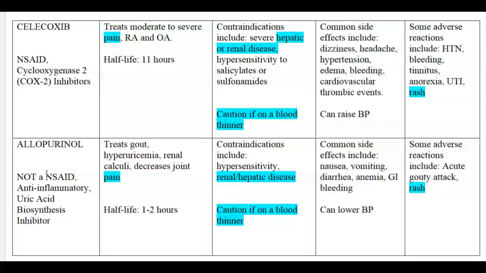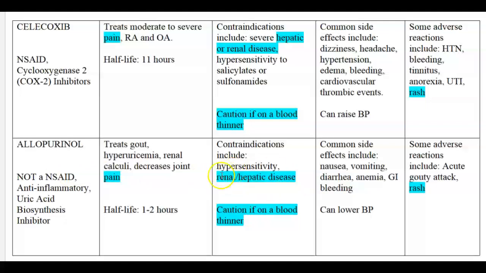So allopurinol does actually lower uric acid levels. This drug is frequently used as prophylactic to prevent gout. It can also be used for chronic gout, so it's the drug of choice for chronic. So where colchicine was acute, allopurinol is chronic. Increased fluid intake is recommended when taking this medication.